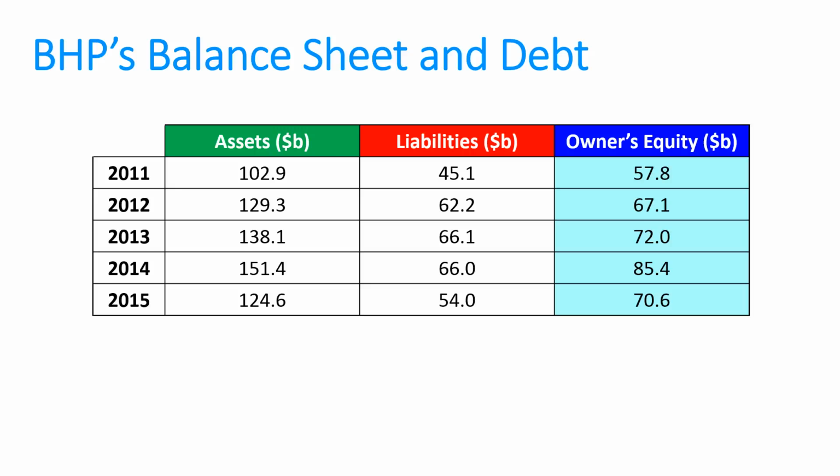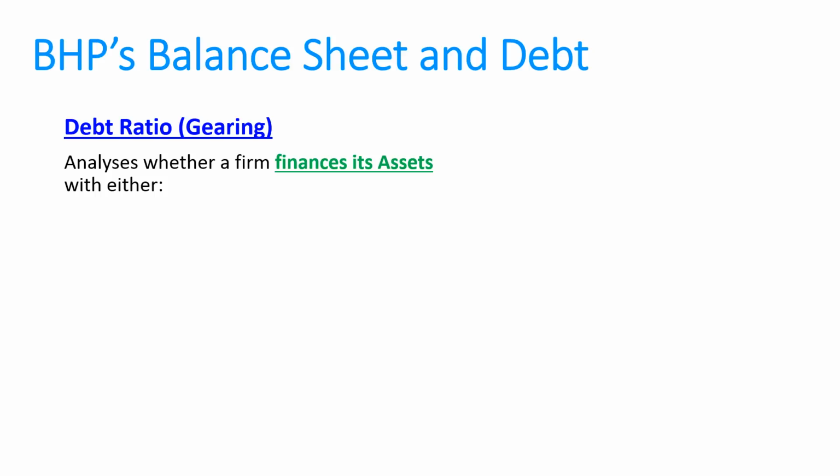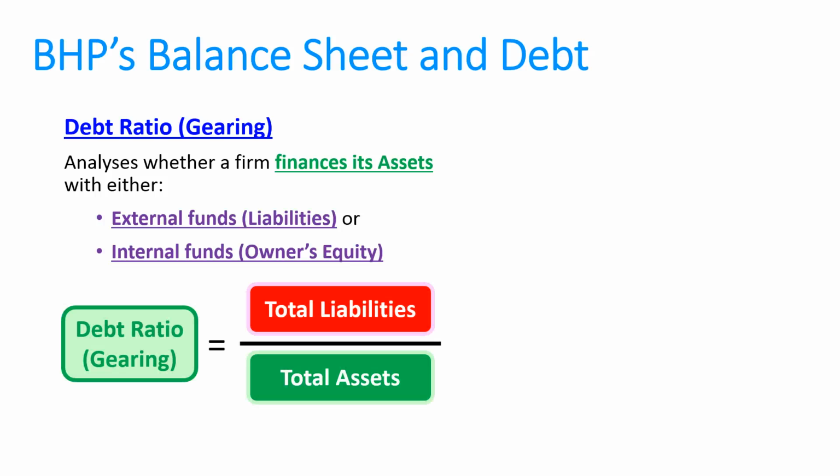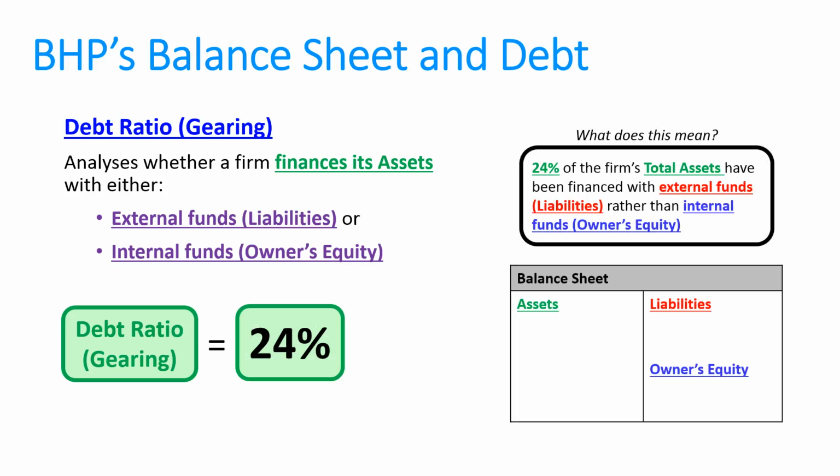Now those numbers are good, but they're kind of useless. What we want is a ratio, because we need ratios to compare this to other businesses. So we want the debt ratio or gearing, and it looks at, are our assets financed with external funds or internal funds? So either liabilities or owner's equity, and it's a very simple ratio. So let's just plug in some pretend numbers. If total liabilities were 132.9 and total assets were 560.2, that'd be a ratio of 24%.